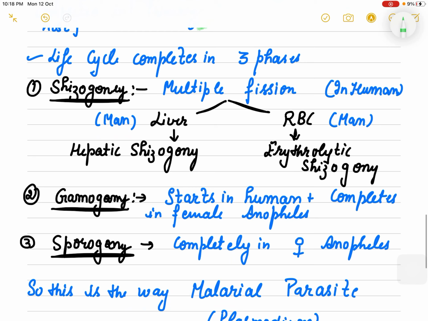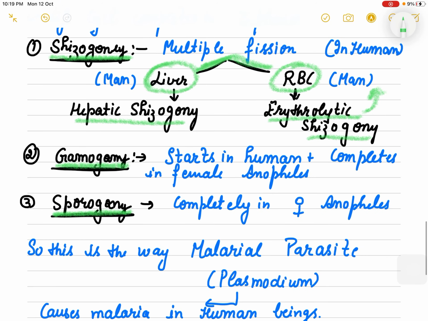How does it happen? The life cycle of Plasmodium completes in three phases. One is schizogony, one is gamogony, and one is sporogony, right? Schizogony is the phase in which multiple fission happens and many nuclei are developed. It happens in the liver and in the RBC of humans. So this division is known as hepatic schizogony and erythrocytic schizogony because of the RBC.